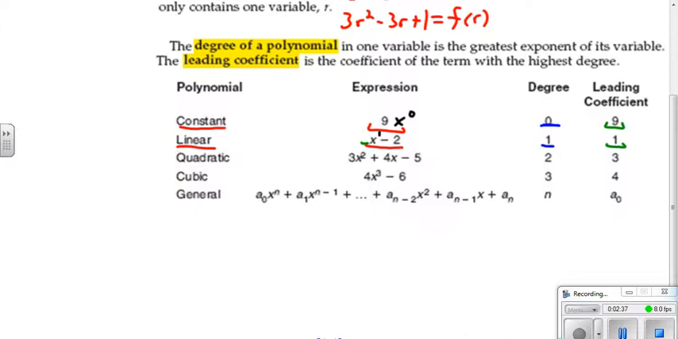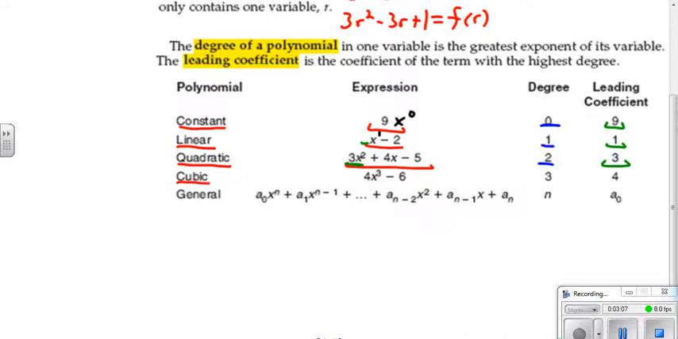After linear, there's quadratics. Remember, quadratic is any time that we have an x squared. So for example, we'd have 3x squared plus 4x minus 5. Again, the highest power is 2. It's to the second power. So we call it a second degree polynomial or a quadratic. And where we see x to the 2, the coefficient in front of that is 3. So we'd say our leading coefficient is 3.